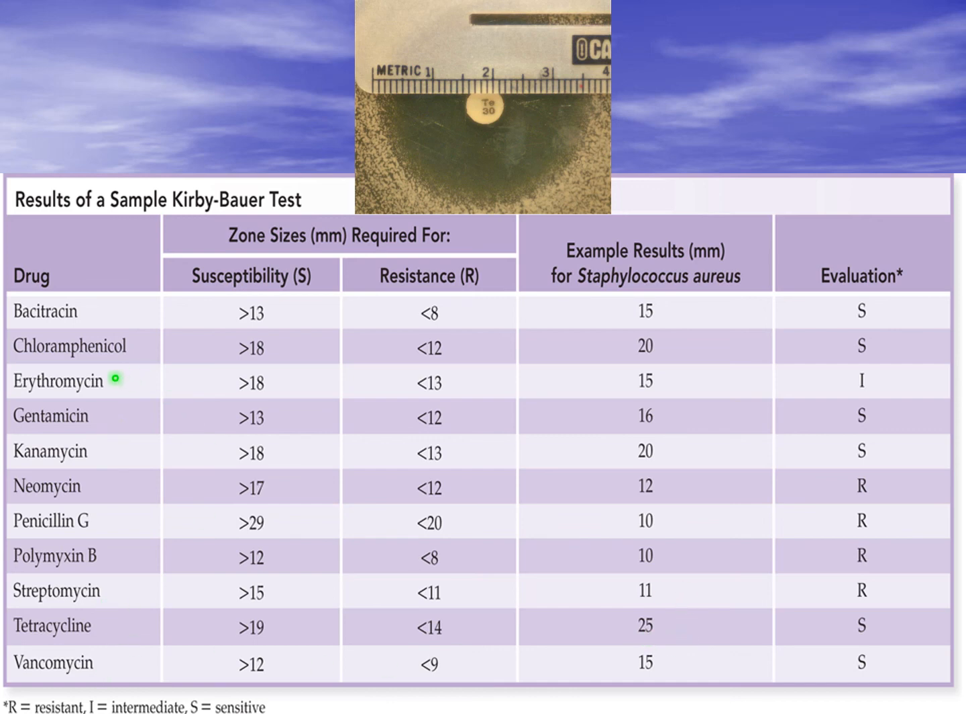I might even decide to choose erythromycin. But as I look at the zones of inhibition, probably I would choose tetracycline simply because it has the largest zone of inhibition.